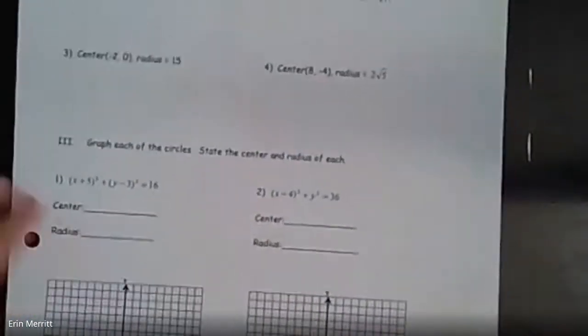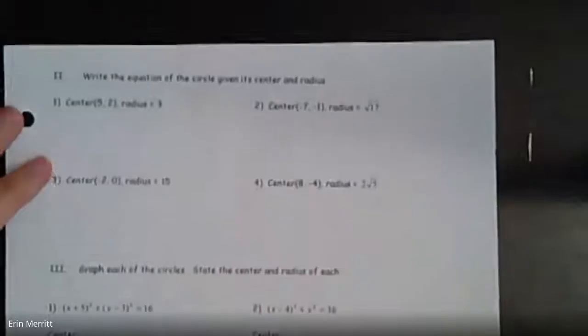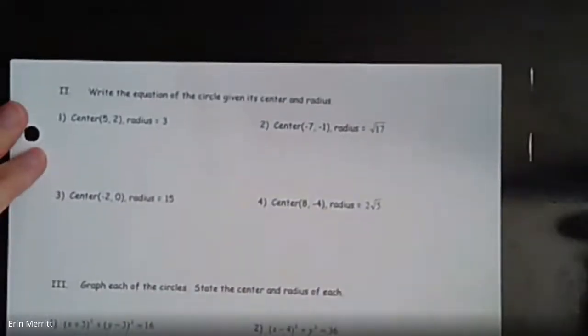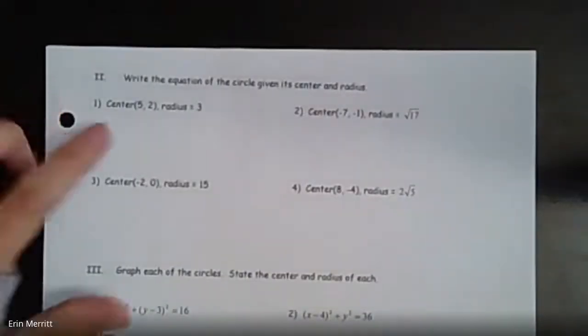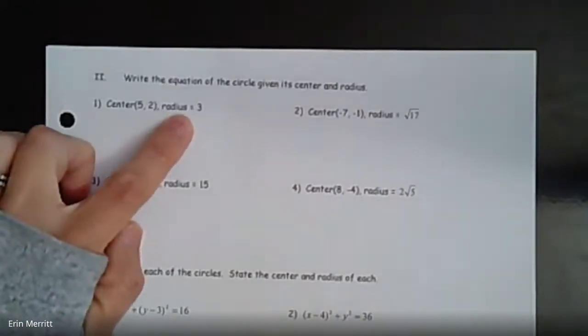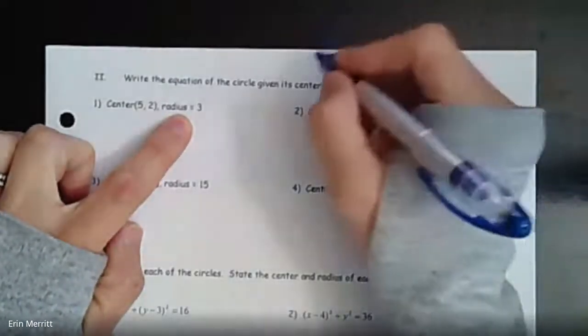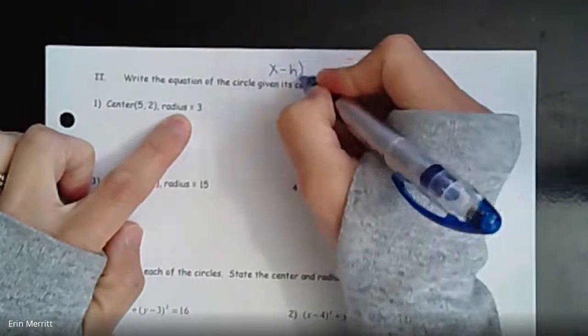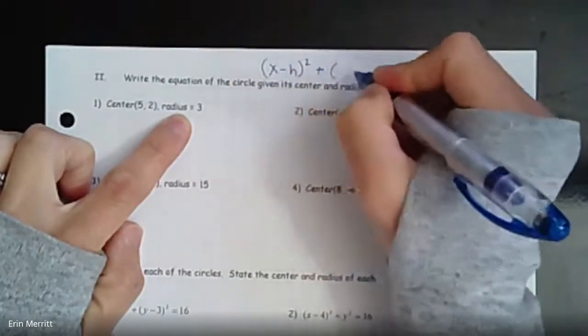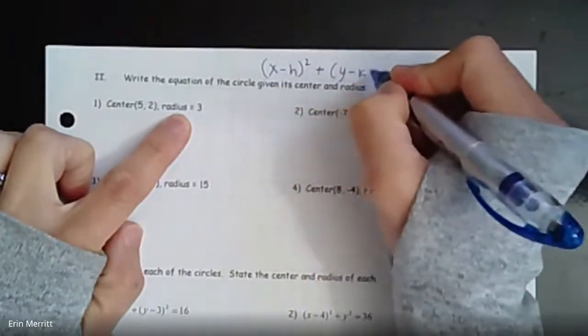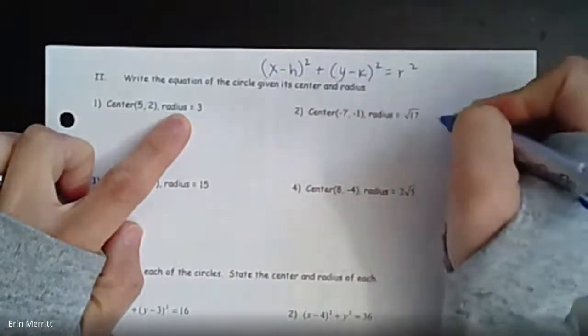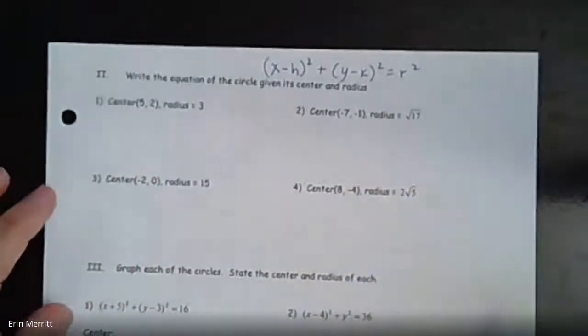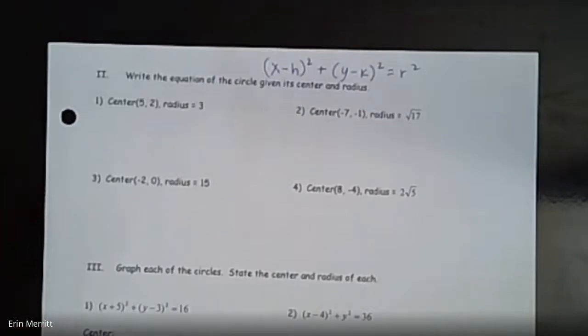I think the next page, then, it's all similar. Let's do just a couple more talking about the circle equations. So here, you've got a circle with the center at 5, 2 and a radius of 3. It's asking you to write the equation. So I'm going to write the equation up top. It's x minus h squared plus y minus k squared equals r squared, where h and k is the center, r is the radius.